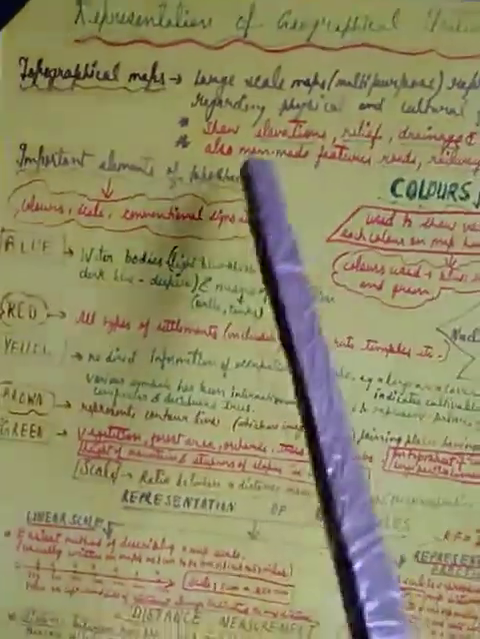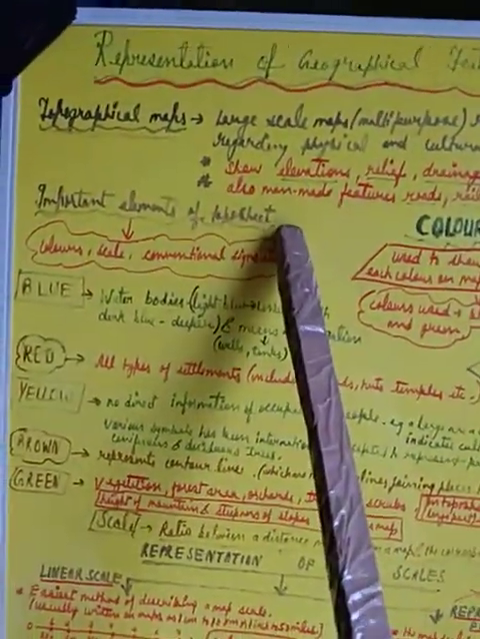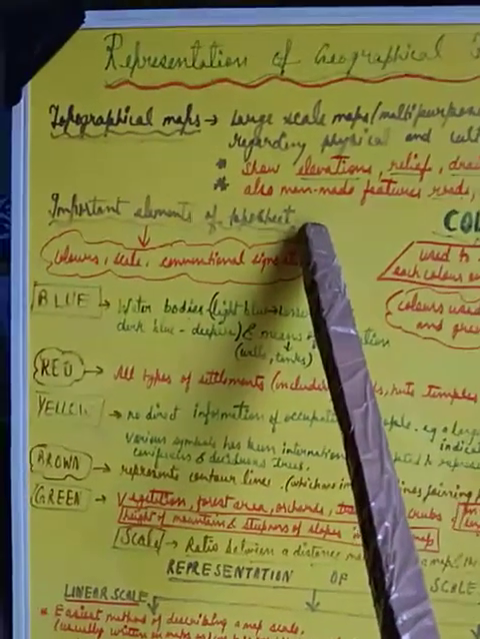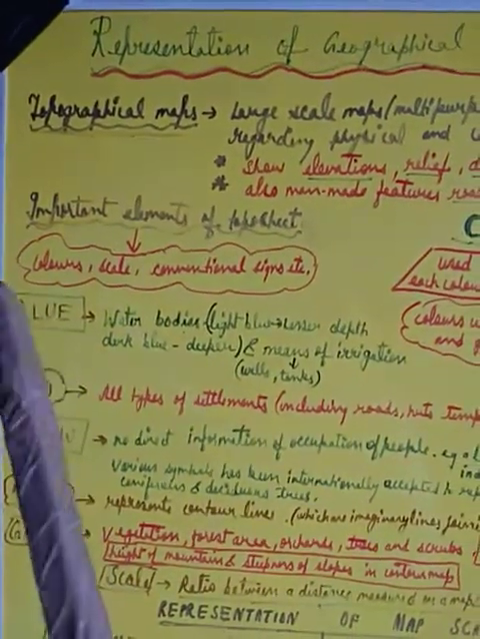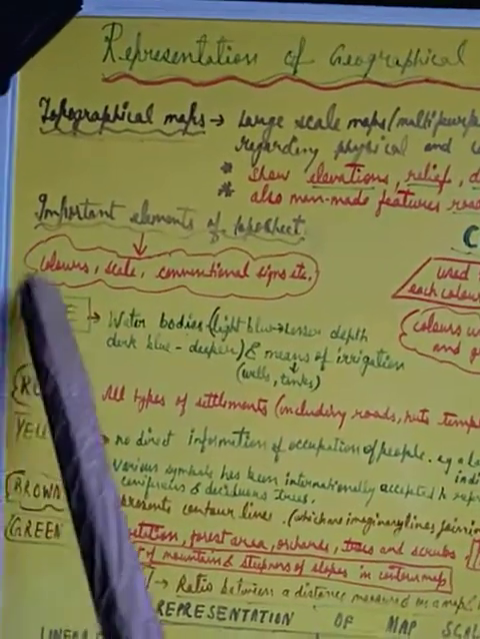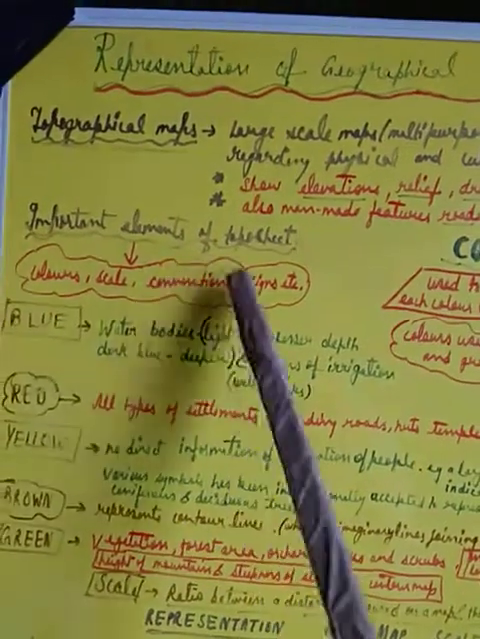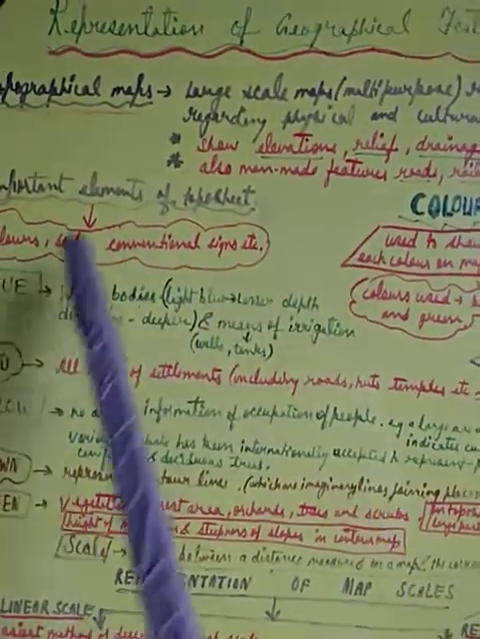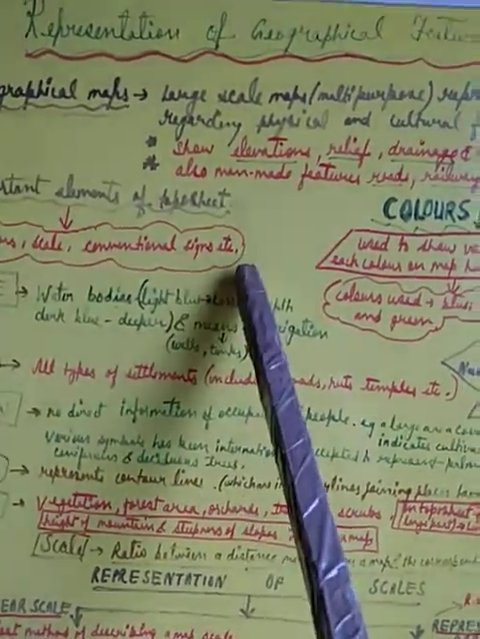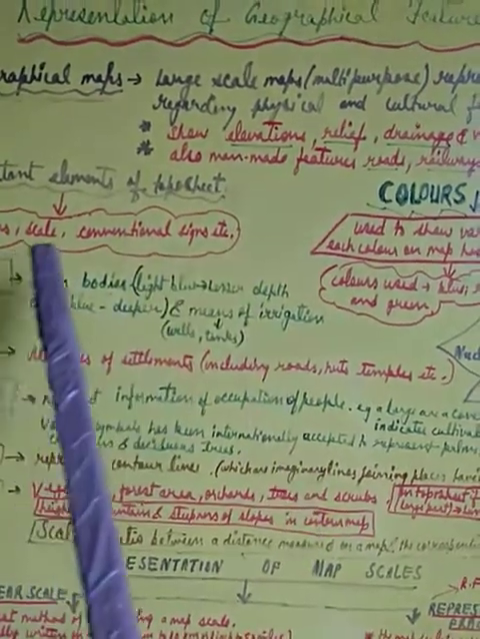So what are the most important elements of a topo sheet? The important elements are colors, scale, conventional signs, etc. We are going to study all these important elements of a topo sheet, which are color, scale, conventional signs, etc. Okay, so we'll start with colors.